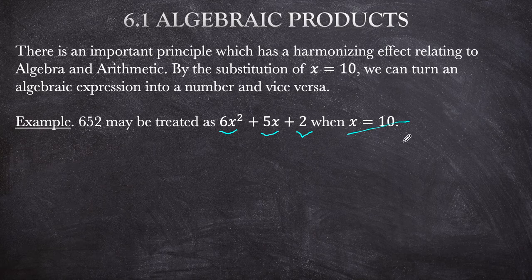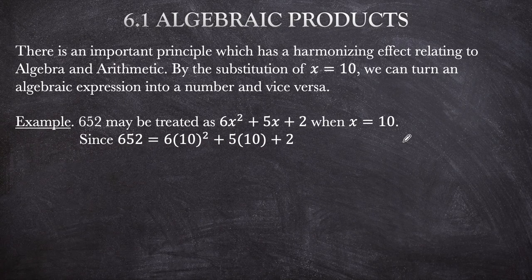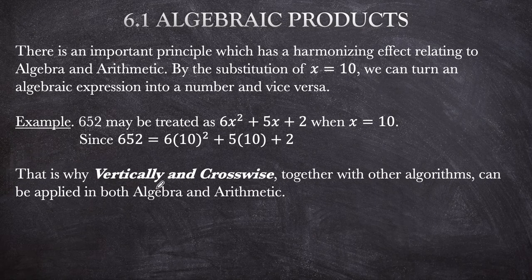That's why we can make use of the vertical and crosswise both in algebra and arithmetic, because we can just imagine that these x's are equal to 10, and then all of it can be converted into a number. And if it is converted into a number, we can apply the sutra as in algebra as well as in arithmetic, or in arithmetic as well as in algebra. That is why the sutra, vertically and crosswise, together with other algorithms, can be applied in both branches of mathematics, algebra and arithmetic. All right, so let's see more examples of this, shall we?